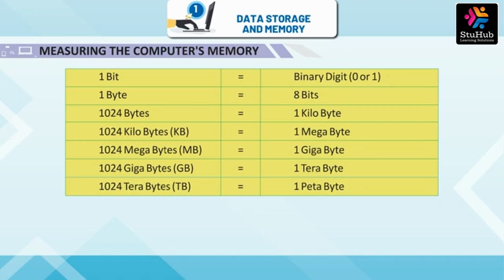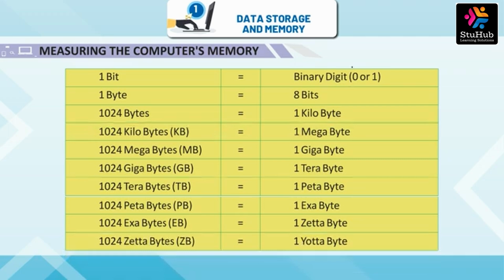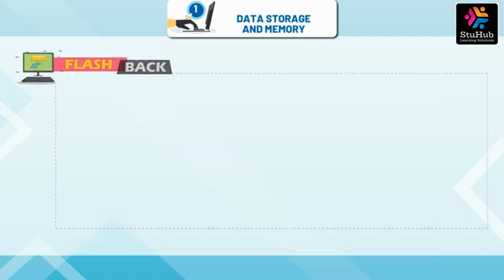1024 terabytes (TB) is equal to 1 petabyte. 1024 petabytes (PB) is equal to 1 exabyte. 1024 exabytes (EB) is equal to 1 zettabyte. 1024 zettabytes (ZB) is equal to 1 yottabyte.